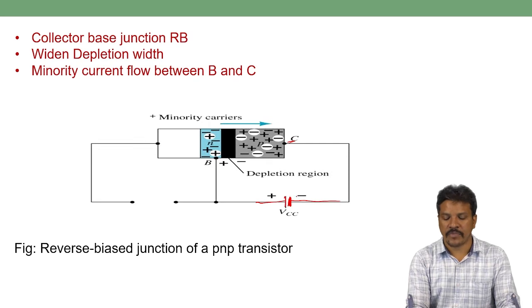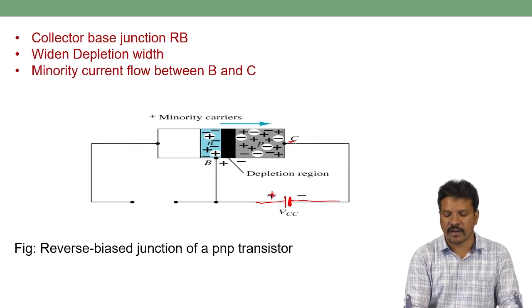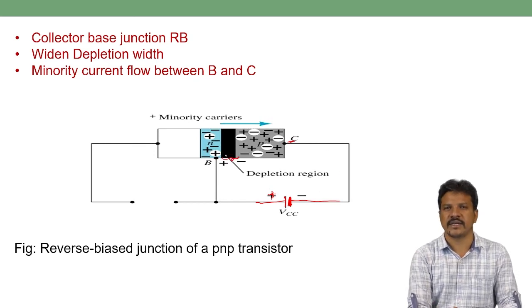The negative terminal of the battery attracts the majority charge carriers in the P-type, since they are opposite polarities: the negative of the battery and the positive holes. So all the majority carriers, the holes in the P-type, are attracted by the battery's negative terminal, and all the majority carriers in the N side are attracted by the positive terminal of the battery. The majority charge carriers move away from the junction towards the battery, so the depletion width increases.